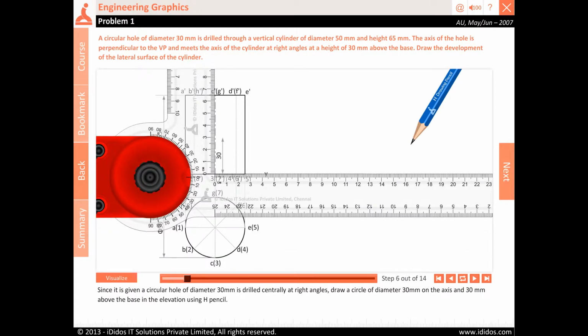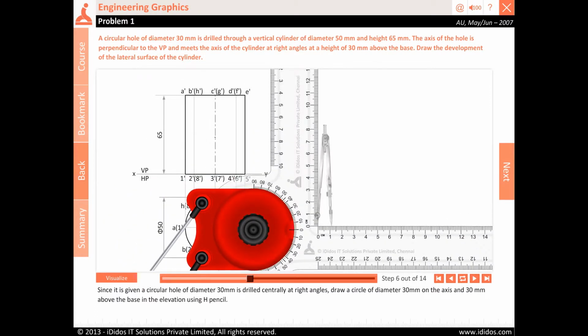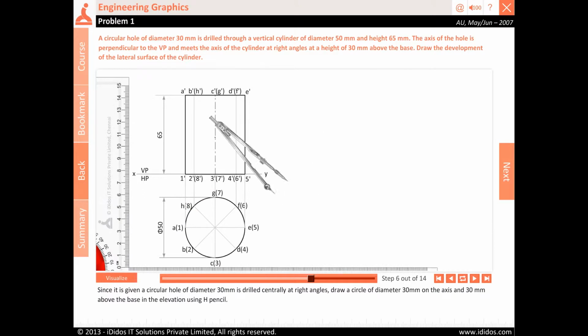Since it is given, a circular hole of diameter 30 mm is drilled centrally at right angles, draw a circle of diameter 30 mm on the axis and 30 mm above the base in the elevation using H pencil.